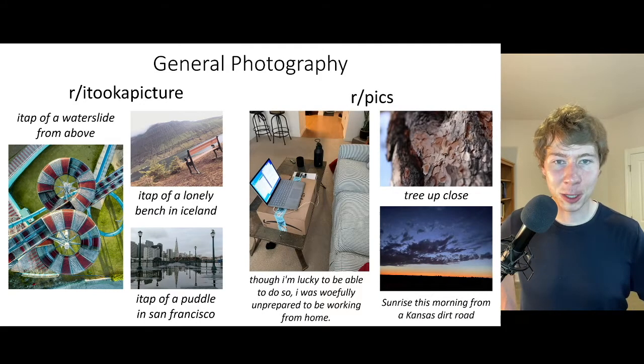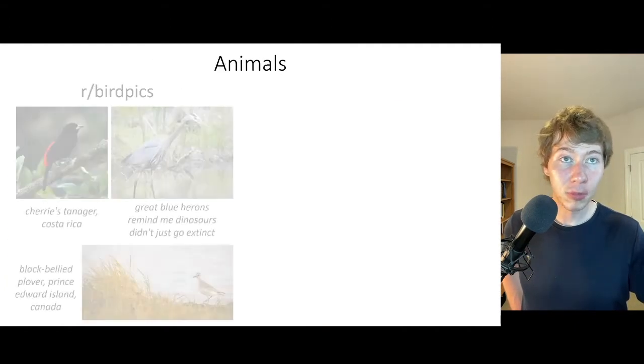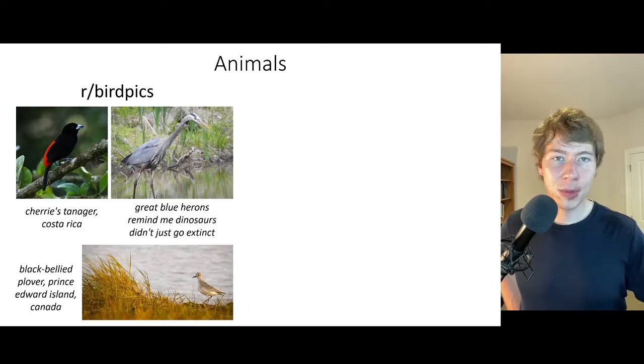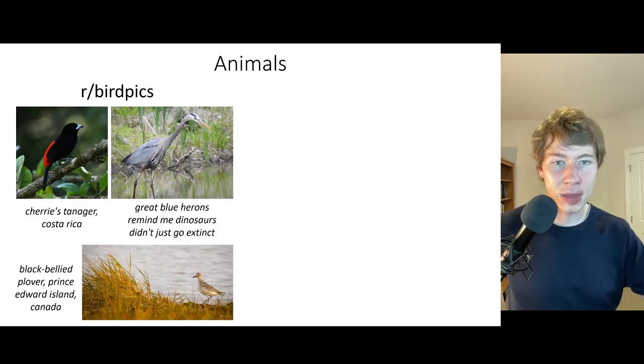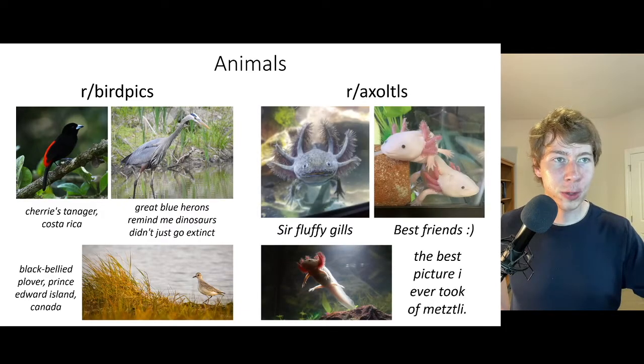These can really have pictures of anything, but they tend to be fairly high quality with very descriptive captions. We have subreddits about animals. These are often geared towards enthusiasts. So for example, in the RBirdPics subreddit, they often mention the species name as well as where the photo was taken. There's also subreddits about fairly obscure animals like axolotls.